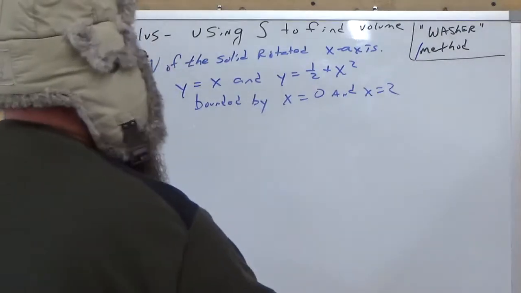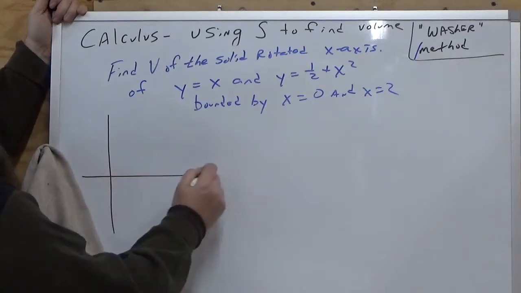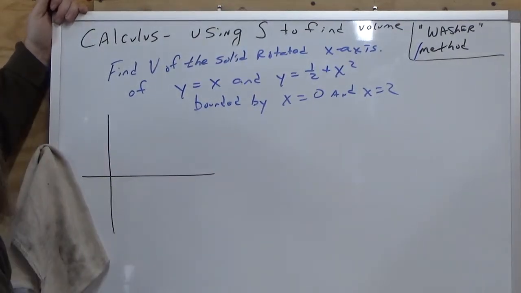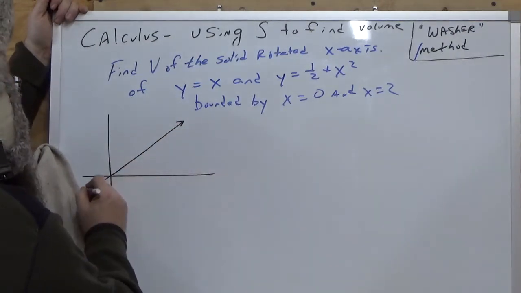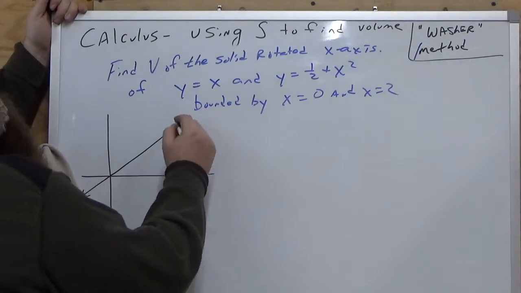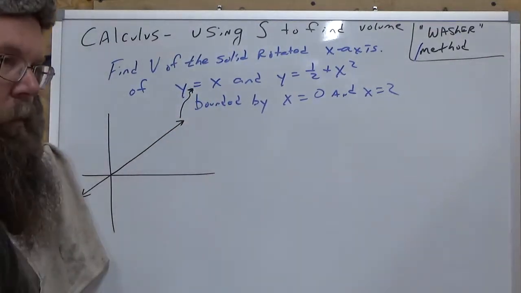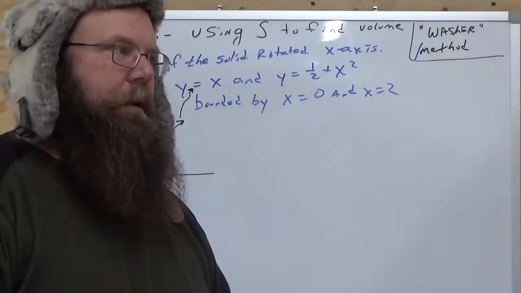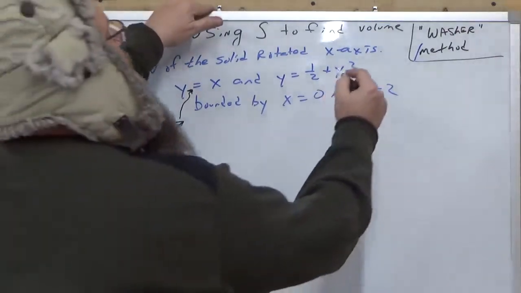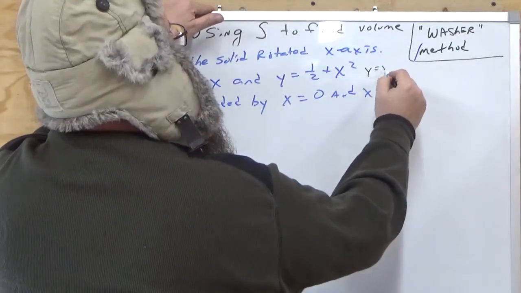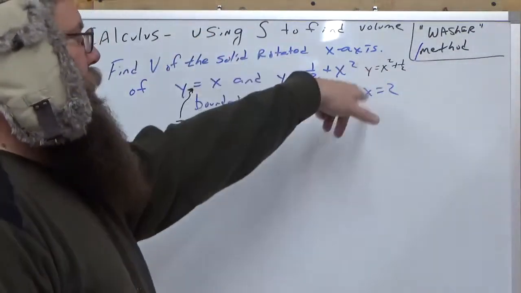So, let's graph this. Y equals x. There it is. This is y equals x. I'll put a little arrow going right to there so you can see. That's y equals x. What's y equals 1/2 plus x squared? Maybe you don't like that half coming in front. Maybe you'd rather this: x squared plus 1/2. They're both positive, so we can put the x squared first.